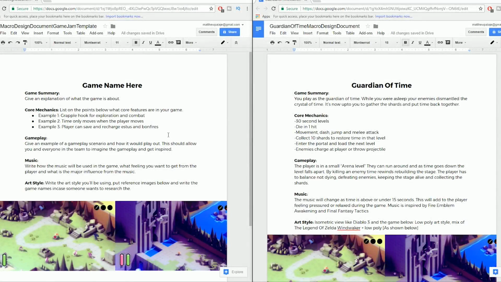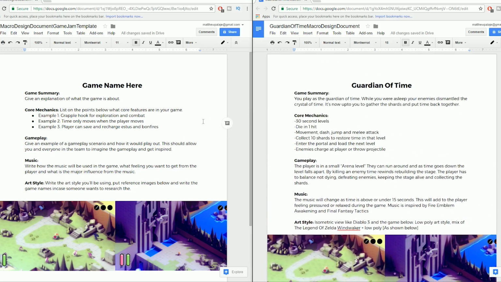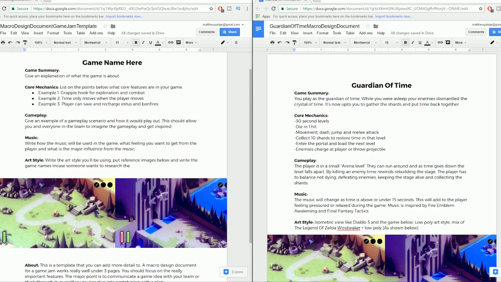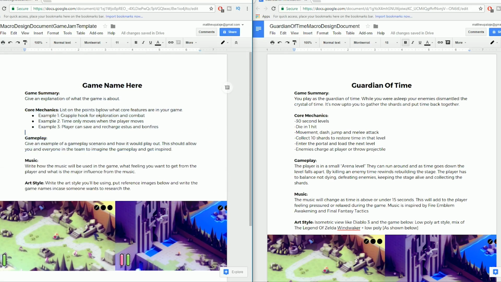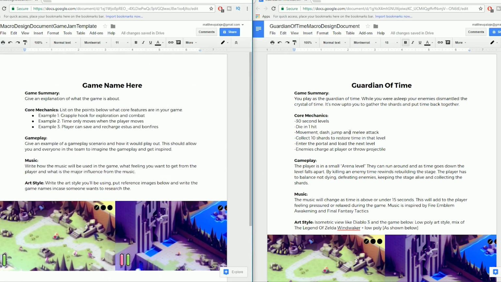I wanted to do a video on macro design documents for game jams, as in my behind the scenes video, I showed off my macro design document and people really liked that concept for a game jam, that one page small document. I also wanted to give everyone a resource, so I developed this little example, this little template that you can all use and fill in for future game jams if you like this method of planning.